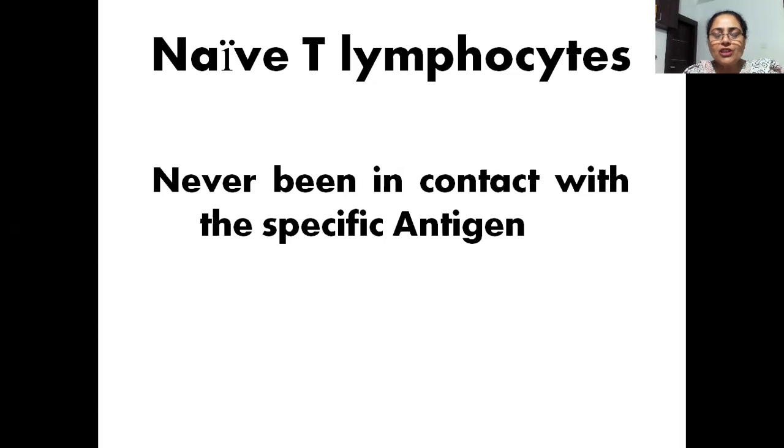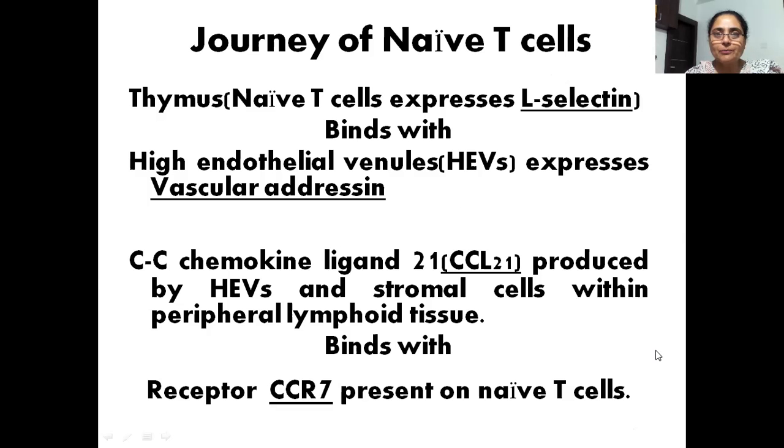So let's now talk about naive T lymphocytes, which are naive because they have never come in contact with the specific antigen. That means they have not met their counterpart. Now, let's talk about how the journey of these naive T cells takes place.